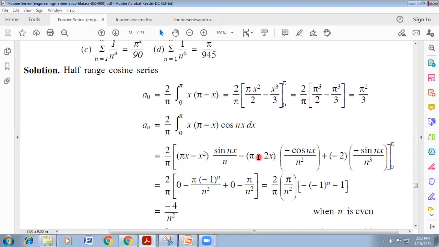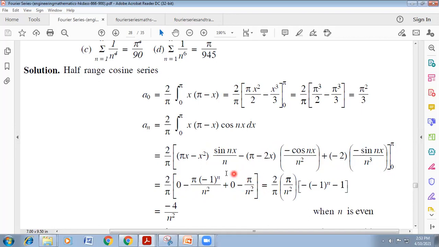So now putting upper limit x equals to pi here, this will be 0, this will be 0, and pi minus twice pi, and cos n pi means minus 1 to the power n will be this, and sin n pi will be 0. This will be 0. Now putting x equals to 0, this will be 0, and this will be 0, and this will be non-zero. Pi minus twice into 0, that means only pi. Cos 0 means what? 1. So minus 1 by n square, minus pi by n square.